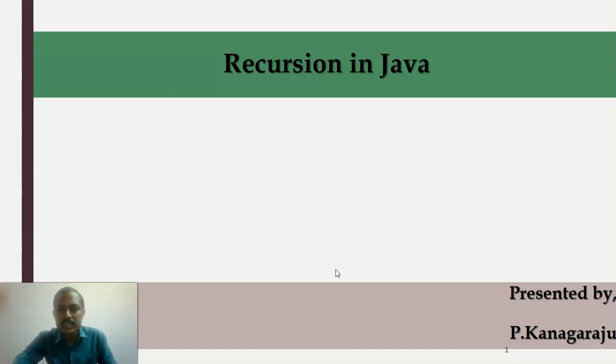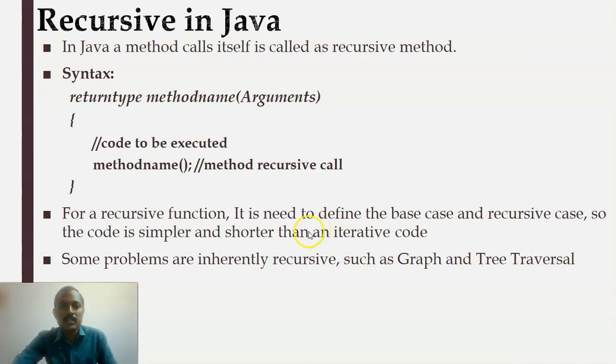Now we are going to discuss the concept of recursion in Java. So what is recursion in Java? If your method calls itself, it is called a recursive function. First we can discuss the concept of recursion in Java. In Java, when a method calls itself, it is called a recursive method.